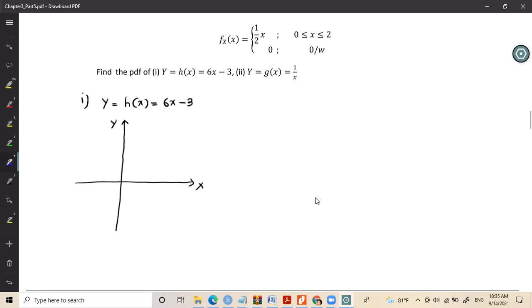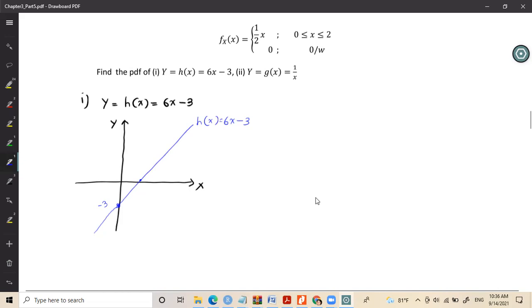Again, can you guess how it will look? The slope is 6, it is positive, so it is increasing. And the y-intercept is -3. That means the graph should cross the y-axis at -3. That should be an increasing function. You can find the points where it crosses.